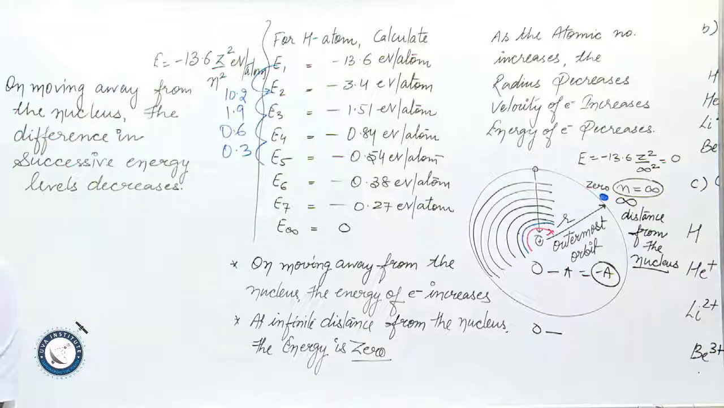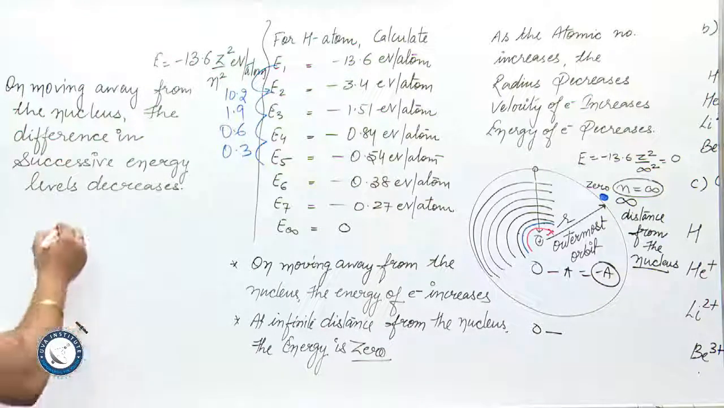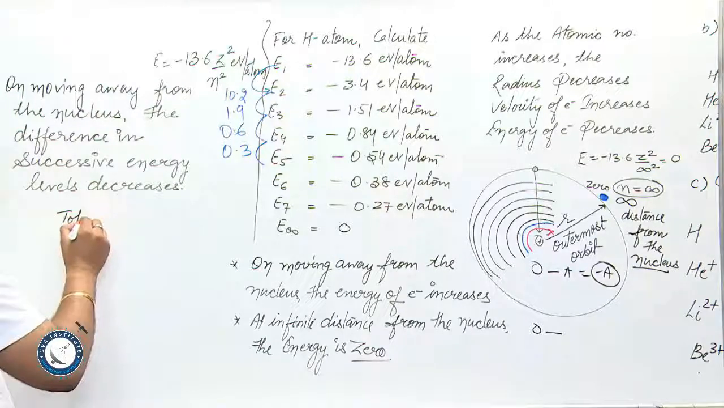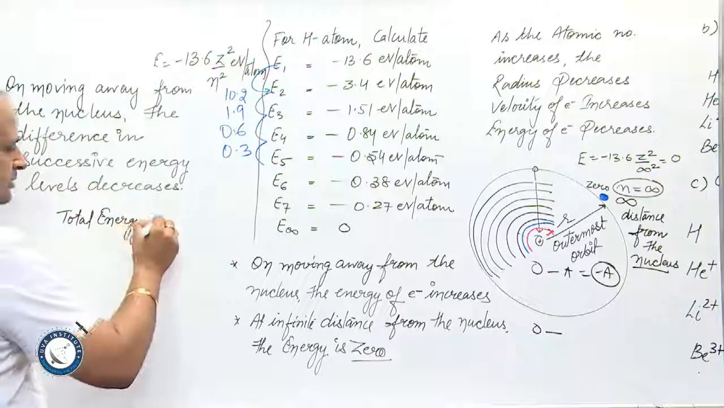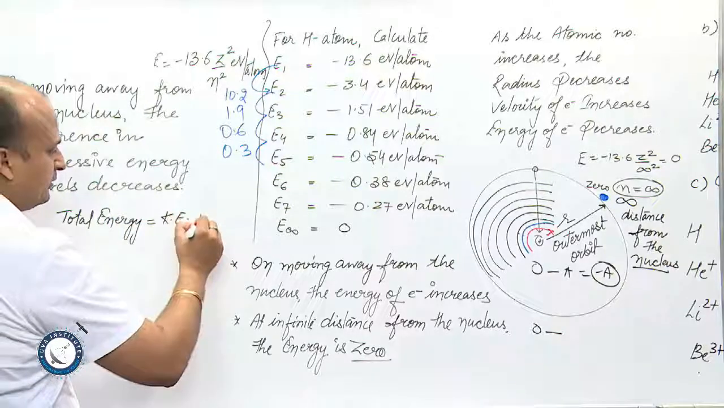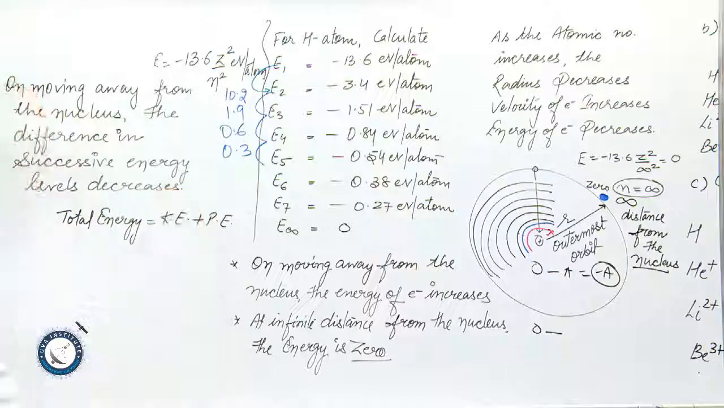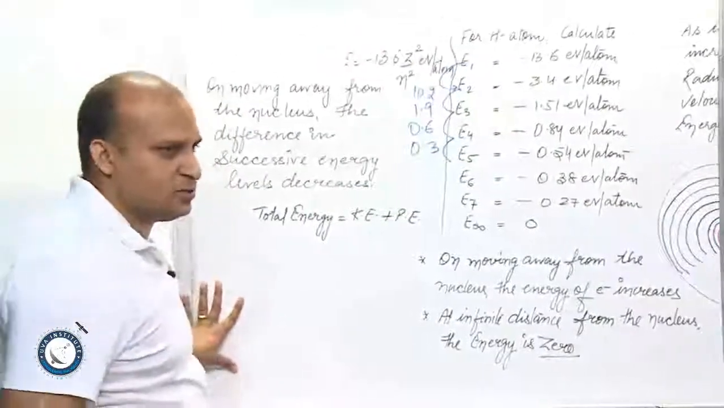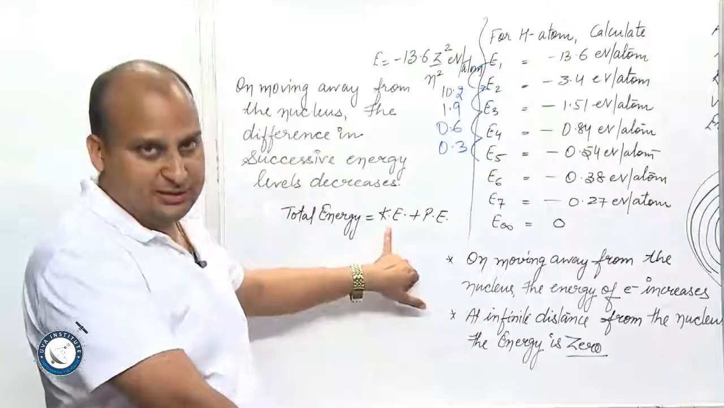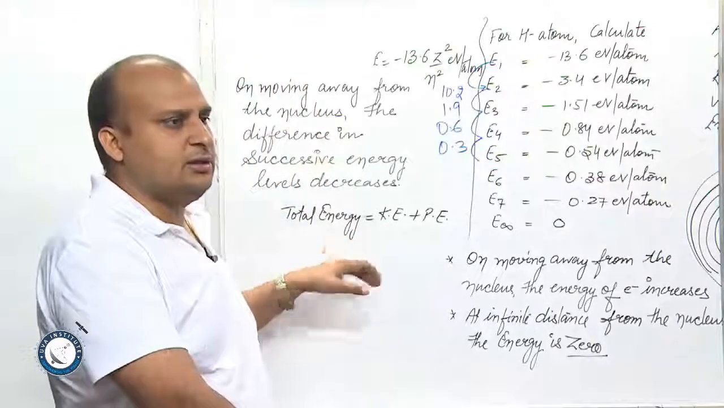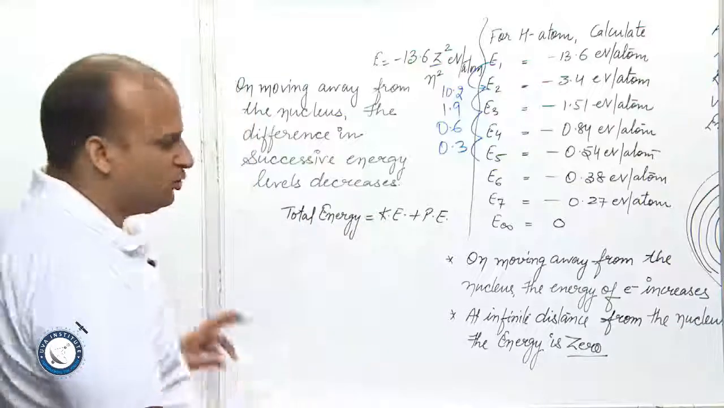Sir, velocity contains kinetic energy, but if velocity increases, why does energy decrease? This is a question asked from Sirsa. Very good question, Sirsa Center. See, the total energy of an electron is equal to kinetic energy plus potential energy. Sirsa is saying, sir, if the velocity increases, the kinetic energy should increase, so the total energy should increase. Why is it decreasing? The reason is over here.